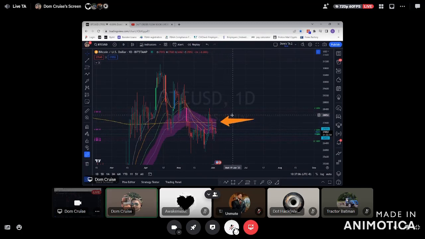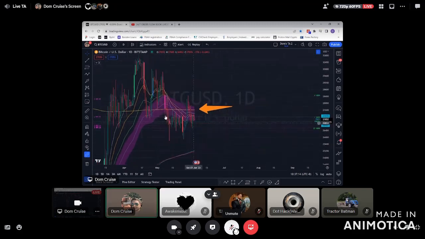If they don't flip and start pointing up, then there's no reason to continue thinking that it's going to go higher, because that's not what trend's telling us. So that's what I want to see. I want to see this kind of thing happening.